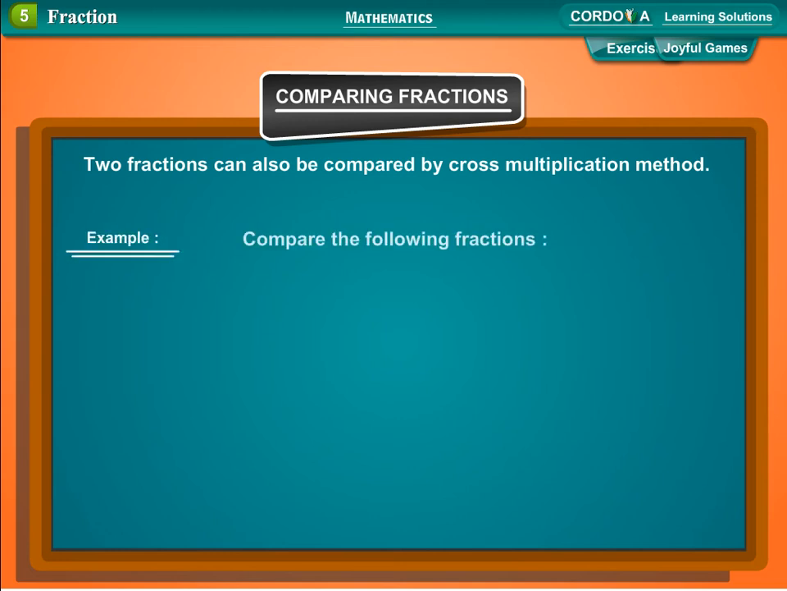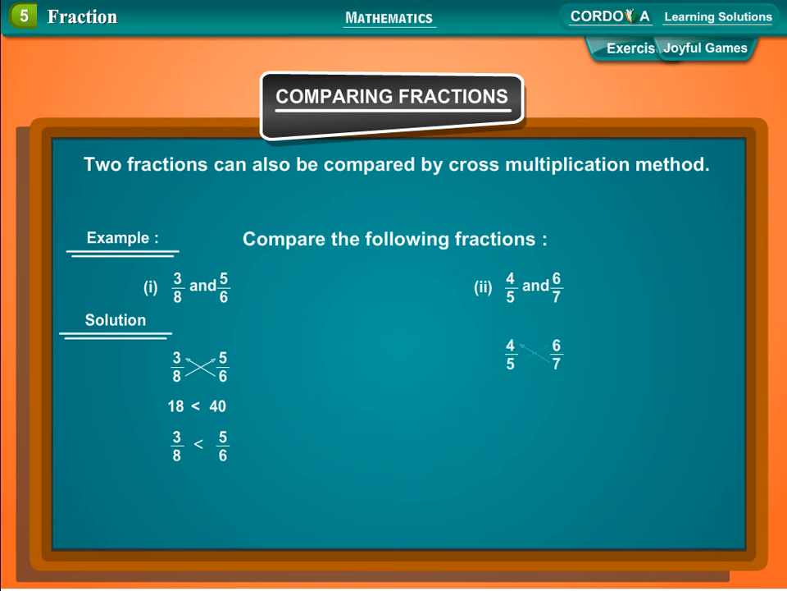Example: compare the following fractions: 3/8 and 5/6, 4/5 and 6/7. Solution: 3/8 and 5/6. Cross multiply: 18 is less than 40. This implies 3/8 is less than 5/6. 4/5 and 6/7. Cross multiply: 28 is less than 30. This implies 4/5 is less than 6/7.